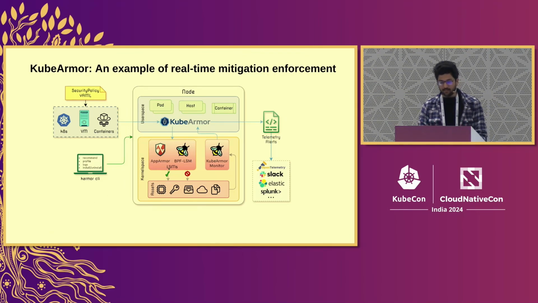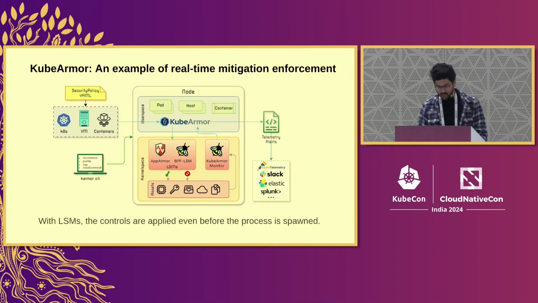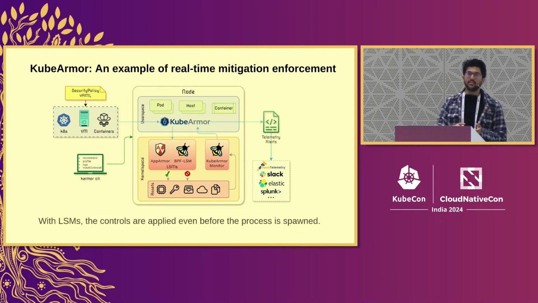And you can protect both your node and your cluster. So with LSMs, the controls are applied even before the process is spawned. We are not killing something, but we are just denying everything, and we are just allowing the syscalls at the kernel level. So this is an example of inline mitigation, or things where we are preventing anything from mishappening.